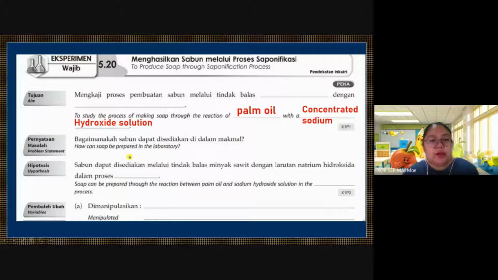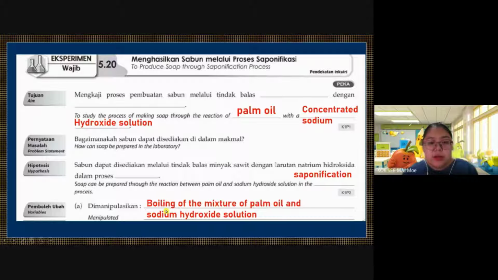Okay, how can the soap be prepared in the lab? So from here they have the hypothesis. They can be prepared from the palm oil and the sodium hydroxide solution in what process? The process is called saponification. Okay, this is the experiment's process name. Okay, after that, what do we control? So what we control is the boiling of the mixture of the palm oil and the sodium hydroxide solution.